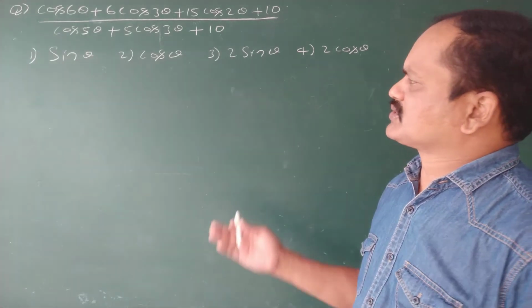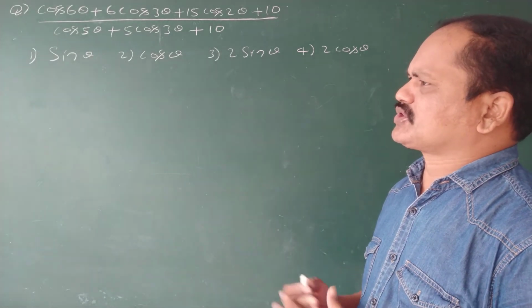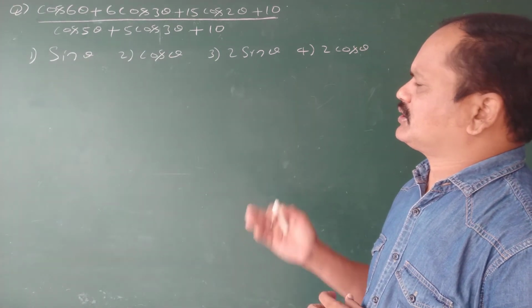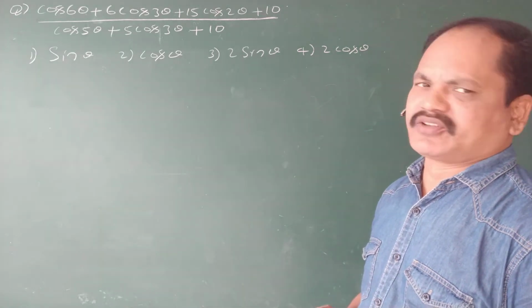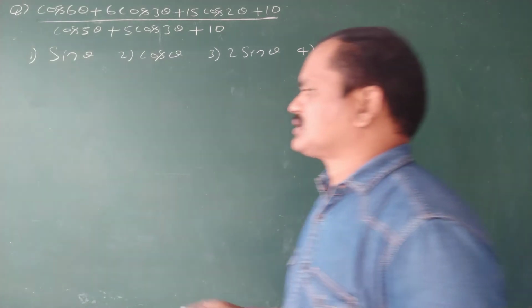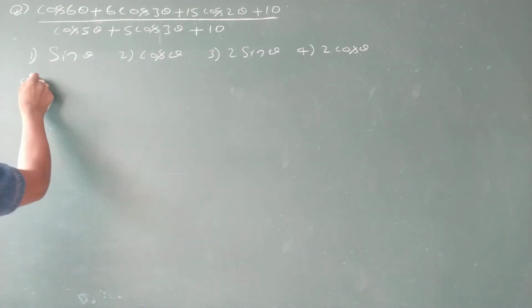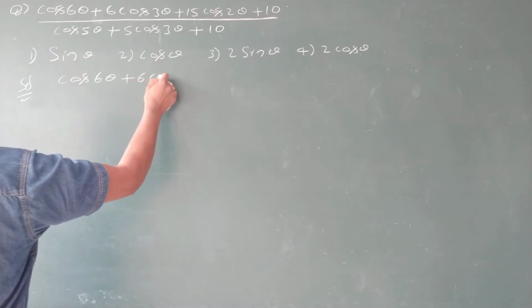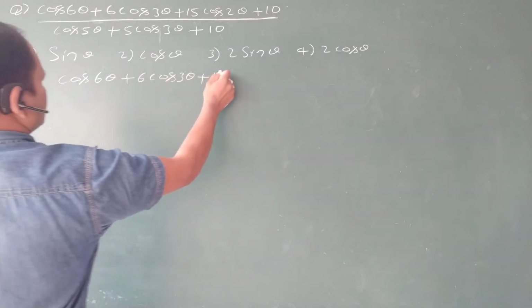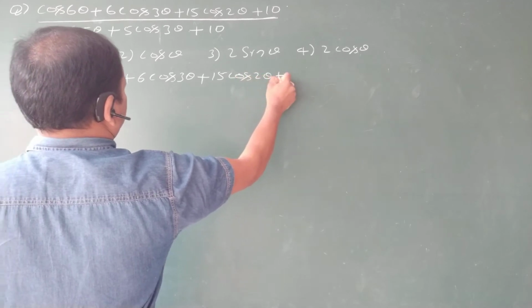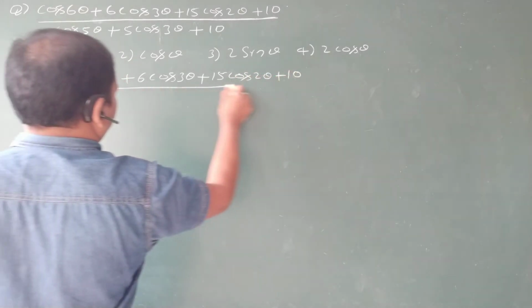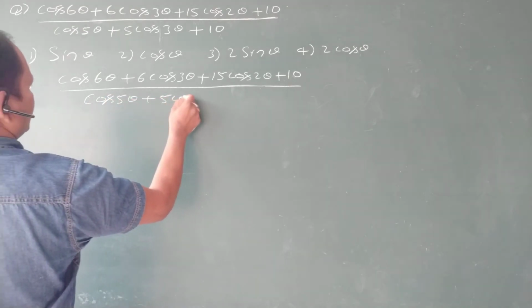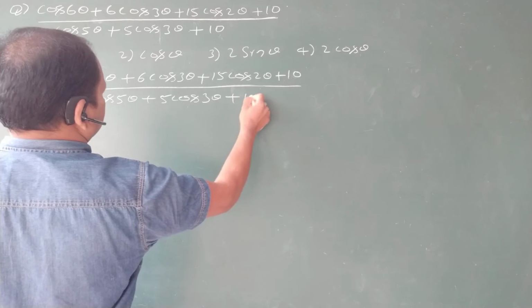So there is a shortcut method, by substitution of theta value in the question and options, that means by option verification we have to find the answer. So for the solution, take the given expression, that is cos 6 theta plus 6 cos 3 theta plus 15 cos 2 theta plus 10 whole by cos 5 theta plus 5 cos 3 theta plus 10.